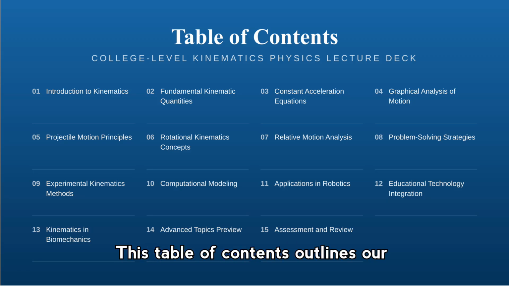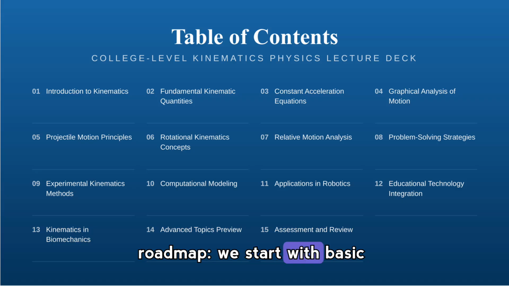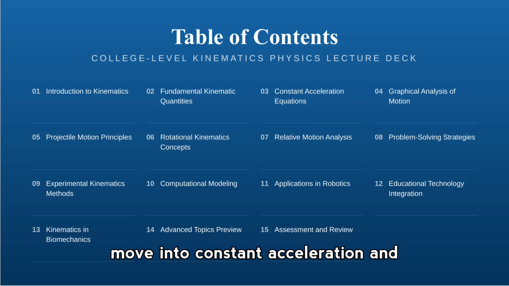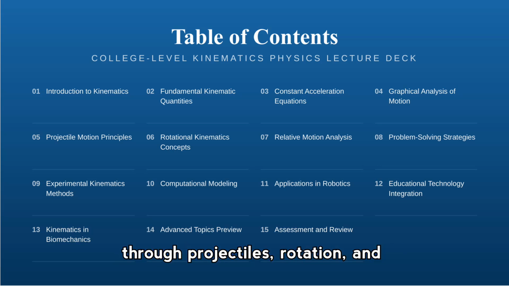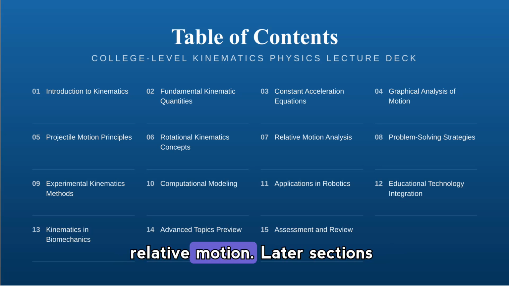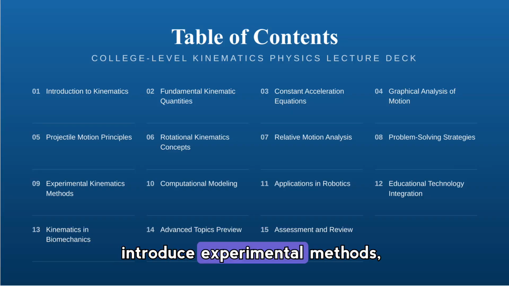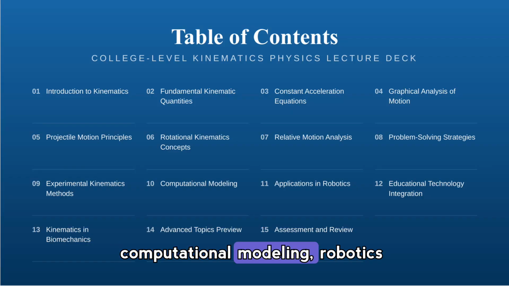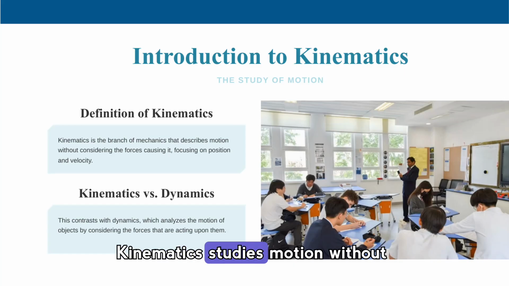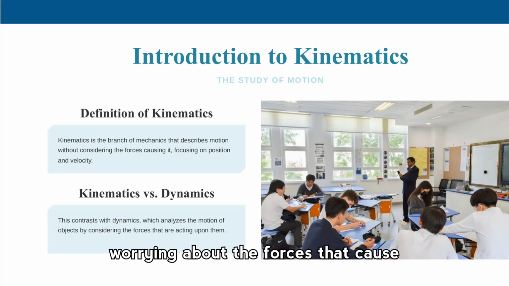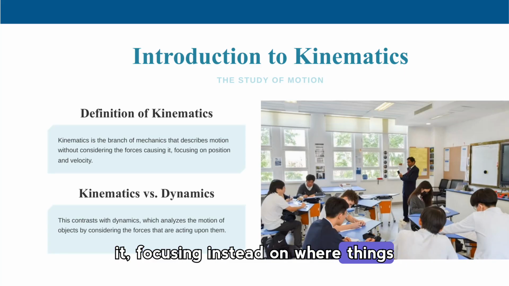This table of contents outlines our roadmap. We start with basic definitions, then cover core quantities like position and velocity, move into constant acceleration and graphical analysis, and continue through projectiles, rotation, and relative motion. Later sections introduce experimental methods, computational modeling, robotics applications, educational tools, biomechanics, advanced topics, and wrap up with assessment and review.